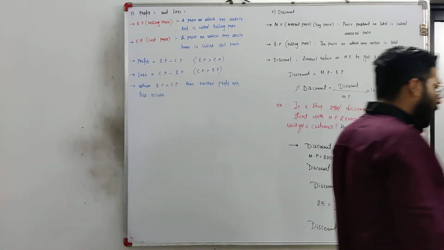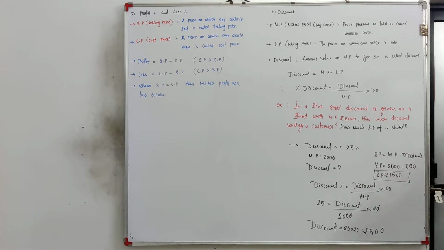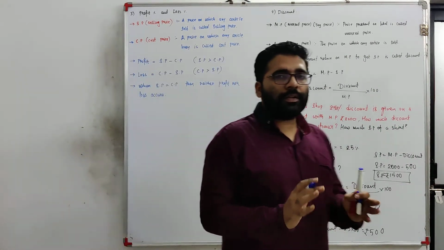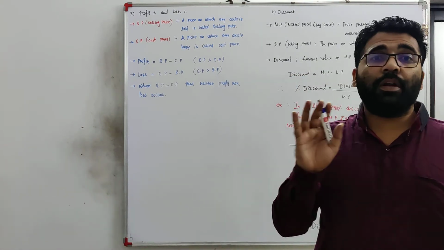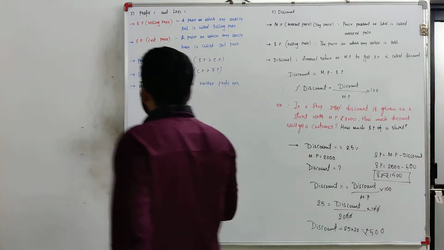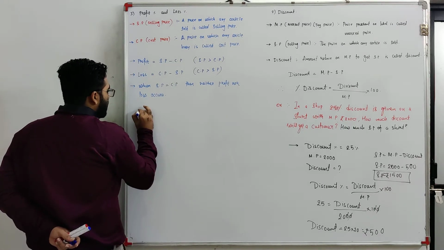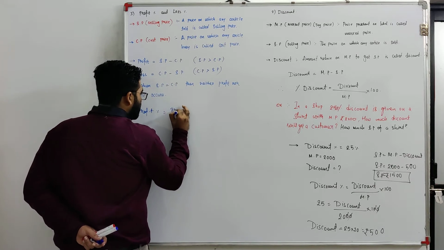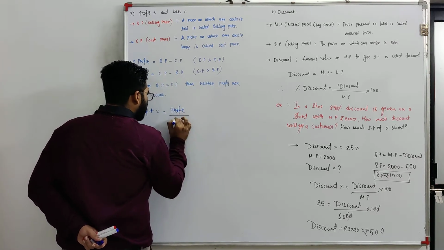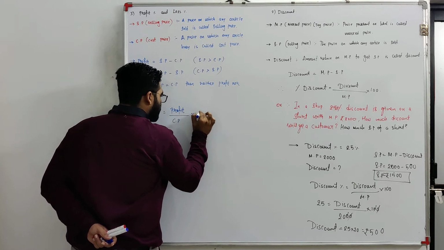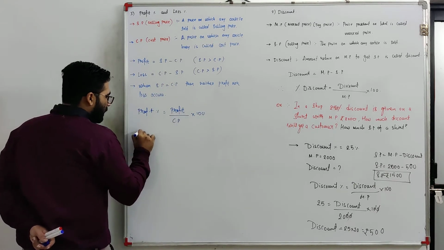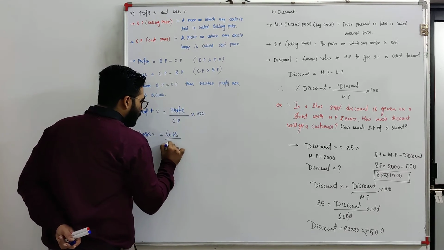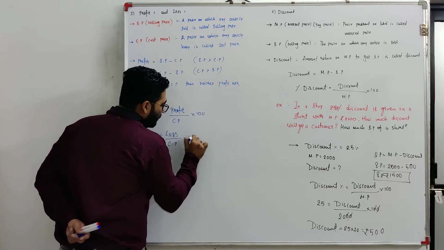Now let me see profit percent. What is the profit percent? Profit percent and loss percent are both taken over the cost price, so the formula remains the same. Profit percent is equal to profit divided by the cost price into 100. Same way, loss percent is equal to loss divided by cost price into 100.